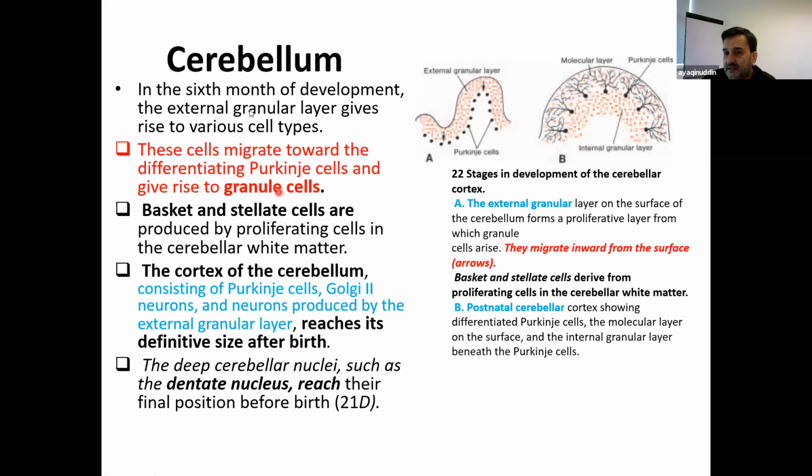So you can see that around 6 months of intrauterine life, the external granular layer starts to differentiate into different cellular types of the cerebellar cortex, and the other cell types like basket cells and stellate cells are produced by the cerebellar white matter, not from the external granule cells. And then you can see that the definitive size of the cerebellar cortex is almost reached around birth, and also the deep cerebellar nuclei are going to reach their definitive position around birth.